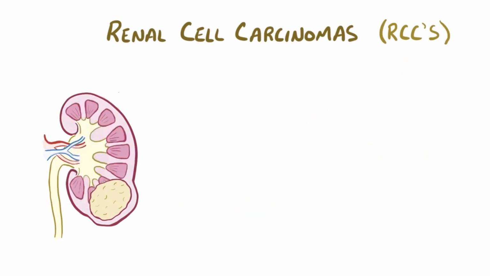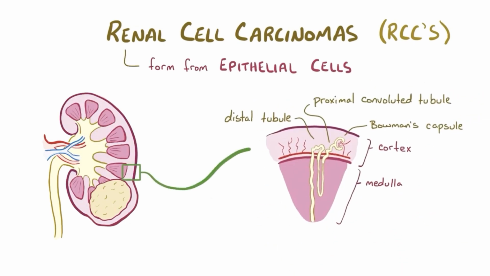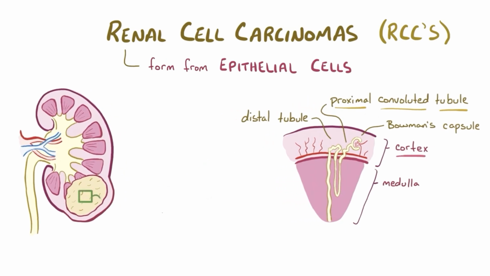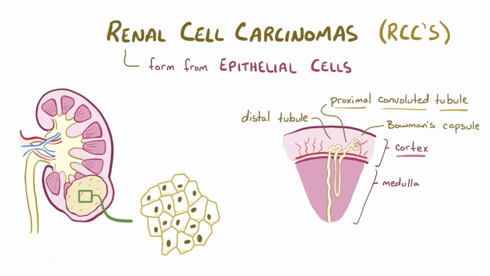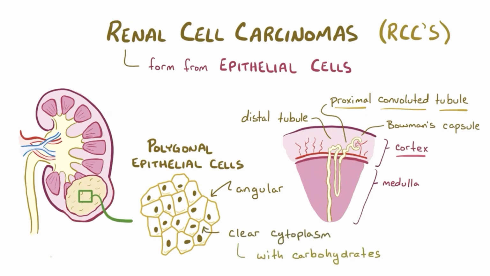Renal cell carcinomas form from epithelial cells in the proximal convoluted tubule of the kidney. And this is the section of the nephron that's usually located in the renal cortex, the outer rim of the kidney. The most common type of renal cell carcinoma is composed of polygonal epithelial cells, which have funny angular shapes with at least 4 sides, and are filled with clear cytoplasm full of carbohydrates and lipids. And it's those lipids that give the tumors their yellow color.